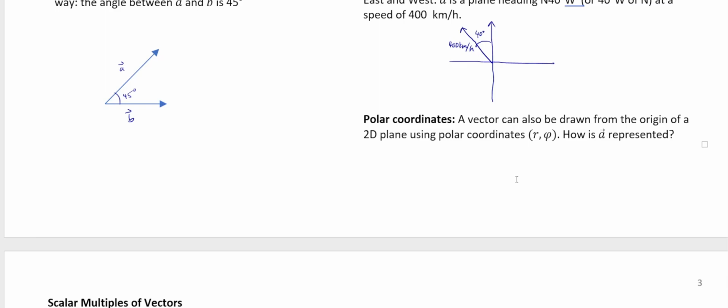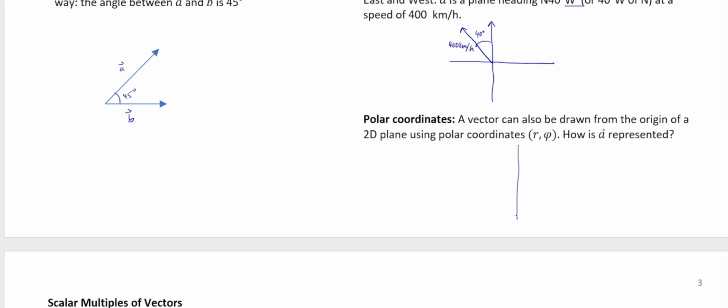We can also use polar coordinates as well. A vector can be drawn from the origin of a 2D plane using polar coordinates, r and psi right here. How is A represented? Sorry, just a quick correction. This right here is actually pronounced phi. Okay, so how is A represented? So how would we represent this right here?